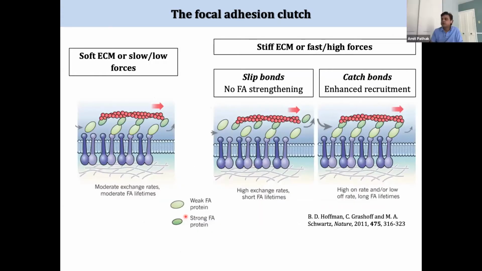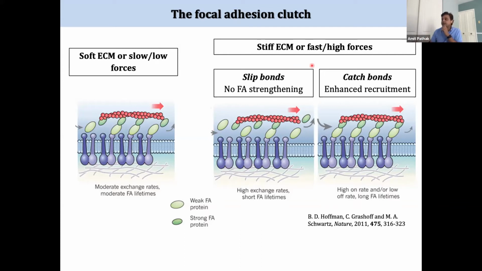Okay, moving forward. Looking more at this focal adhesion clutch, on the left is soft ECM, and those two things are analogous, meaning a soft ECM is like a low amount of force. So both of those things will have the same effect. On the left-hand side, exchange rates, meaning bond formation and dissociation rates, are very similar. So bonds are continuously being formed and reformed. A lot of turnover is going on. As a result, the lifetime of a given focal adhesion is going to be low. So none of the focal adhesions have a chance to really grow.